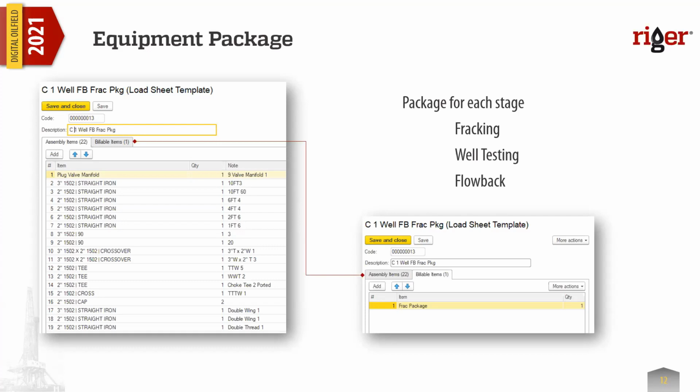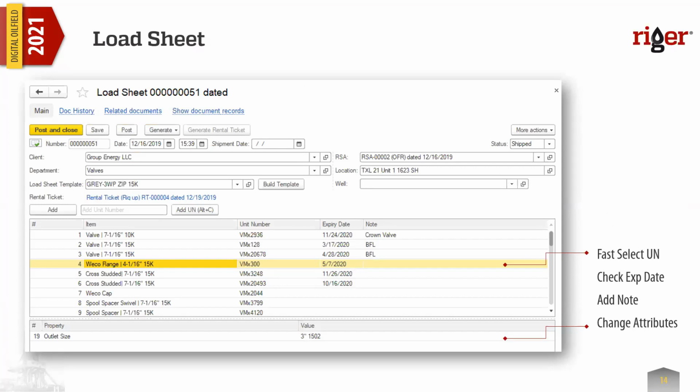So the billable item is what you will show the client on the invoice. So that's just one line which we will bill to the client. Okay. Now on the load sheet itself, when we have a load sheet template, then we can generate an actual load sheet and select the template that we have pre-built previously. And all the unit numbers, all the components of this package will be filled out in the actual load sheet. So that's actually the shipment document to the customer.